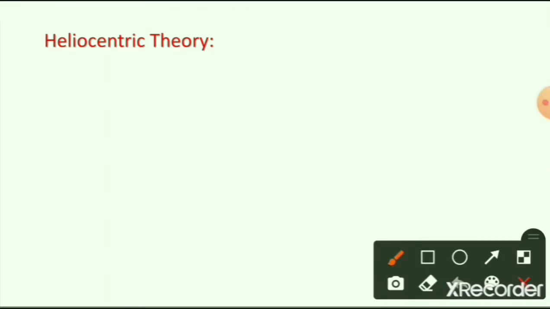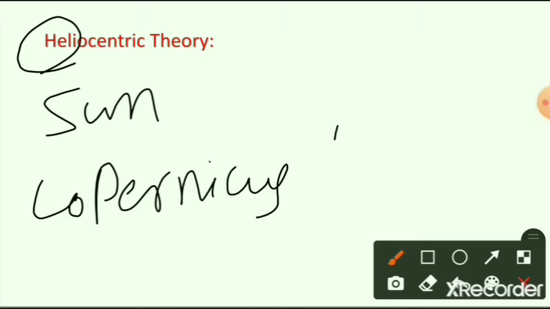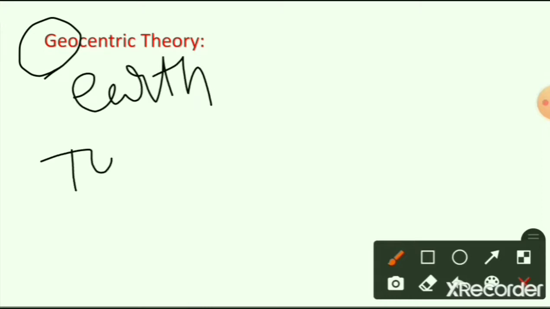Heliocentric theory. Helio means sun, originated from Greek, proposed by Copernicus in the 16th century. Geocentric theory. Geo means earth, proposed by Ptolemy in the 2nd century.